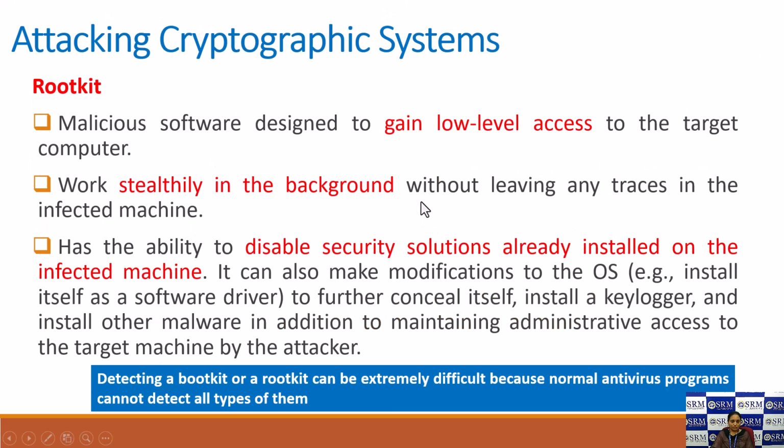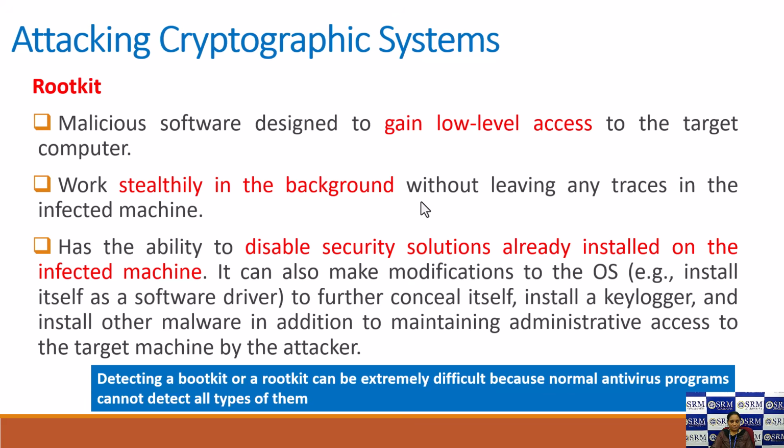The next is the rootkit. This is also a hardware attack. Malicious software is a piece of software designed to gain low-level access to the target computer. It works stealthily in the background without leaving any traces. It has the ability to disable security solutions already installed in the infected machine, right?